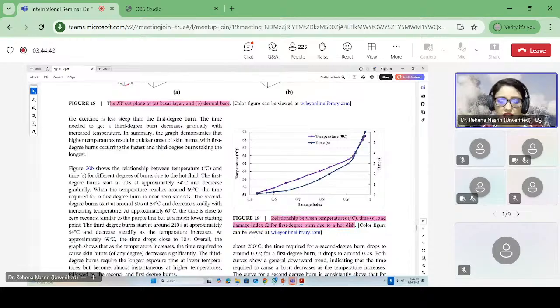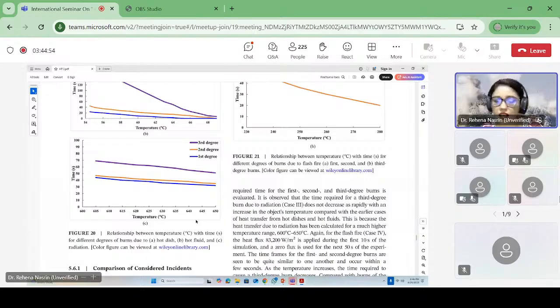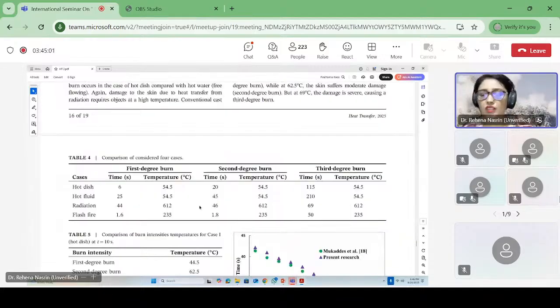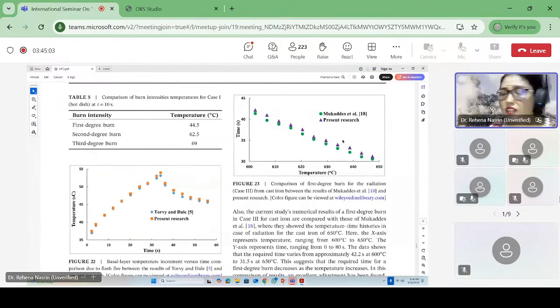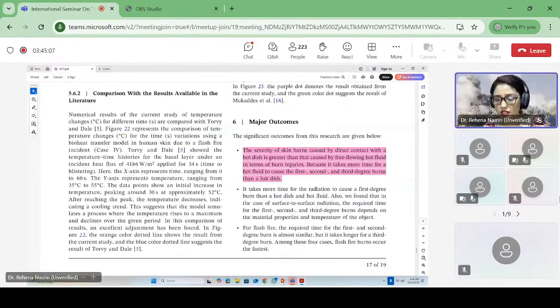So this is the comparison between our results and the published results. The major outcome is that the severity of skin burns caused by direct contact with a hot dish is greater than that caused by free flowing hot fluid in terms of burn injuries.